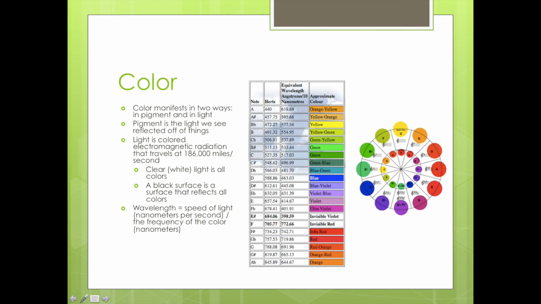Light is colored electromagnetic radiation that travels at 186,000 miles per second. Clear white light is all colors, while a black surface is a surface that absorbs all colors. So a black surface is really the absence of color. A wavelength equals the speed of light divided by the frequency of the color. And you can see that light, color, and sound become interchangeable. Each is a part of the other.